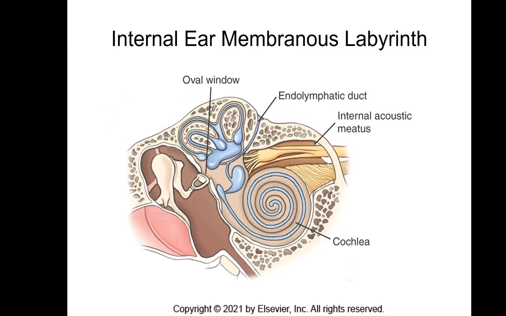Okay, this area is located posterior and lateral to the internal acoustic meatus. So you can see the internal acoustic meatus is here. So this labyrinth region is located kind of posterior and lateral.